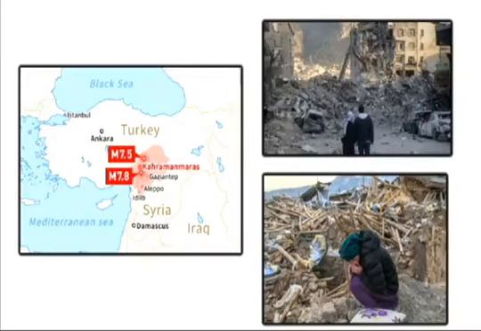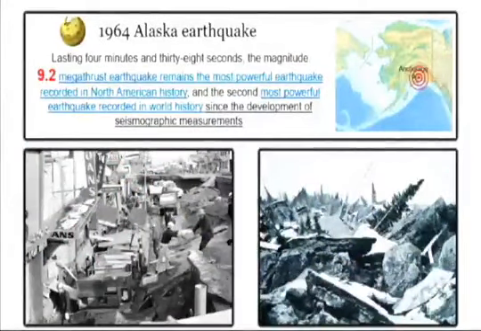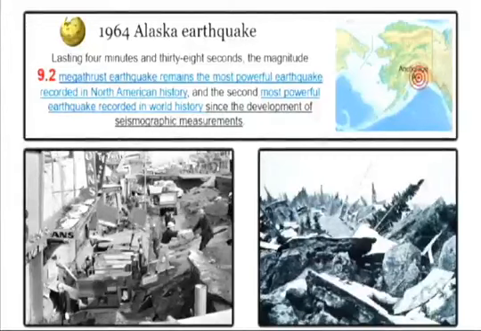Now, if you go to the next slide, a little closer to home, when I was about a year and a half old, in this very town right here, Anchorage, Alaska, in the 1964 earthquake, we had a 9.2 magnitude, which was the largest recorded earthquake in North American history, but it's also the second most powerful earthquake in world history since they've been keeping track on the Richter scale. Yes, I actually lived through that. Can you believe only 131 people died in that earthquake?